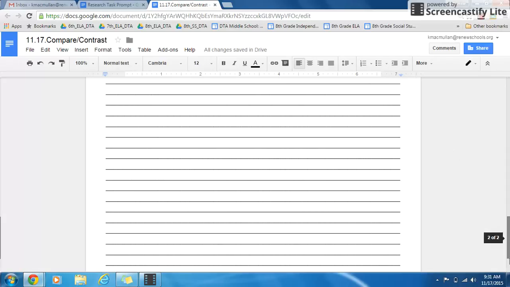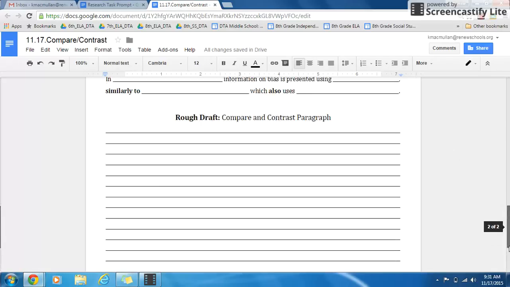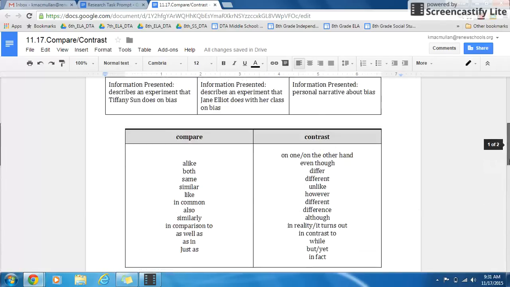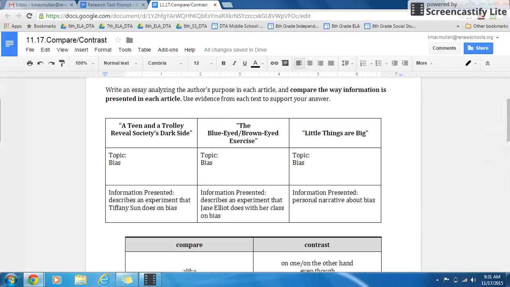So go ahead and get started writing your rough draft to compare and contrast the way that information is presented in each article. If you have any questions, raise your hand. Good luck.